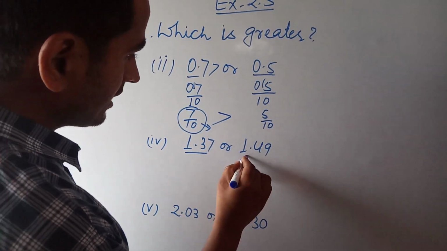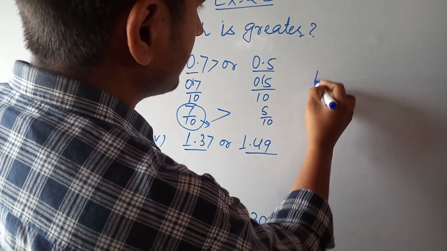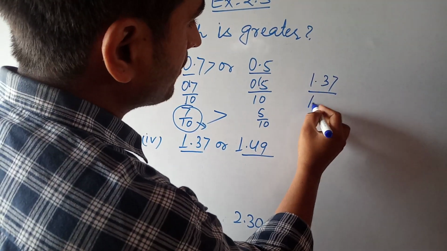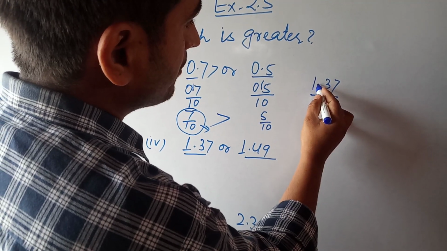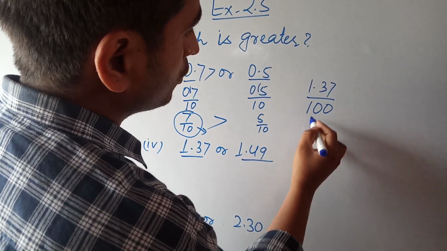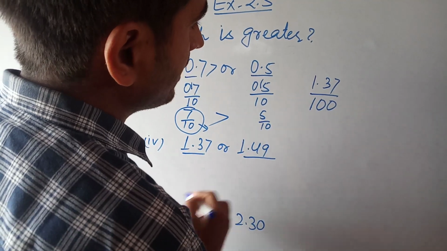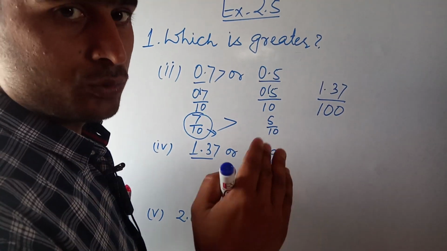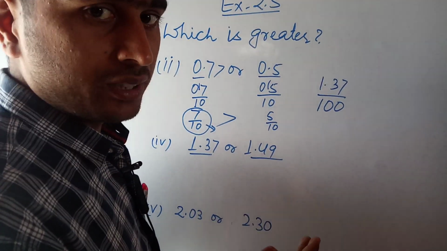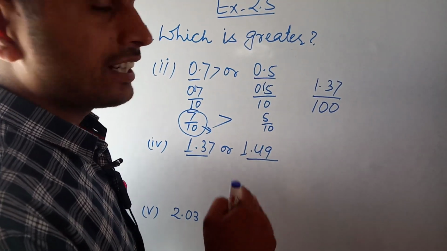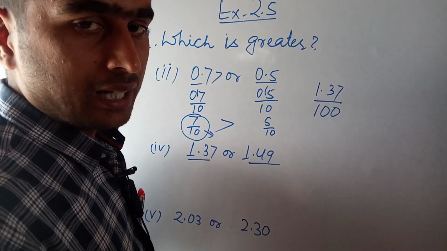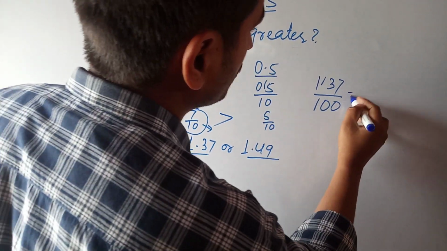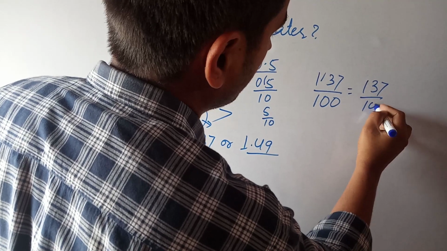Now coming to 1.37 and 1.49. This 1.37, we will convert this decimal into a fraction. After the decimal there are two digits, 3 and 7. So after 1 we will put two zeros. Remember one thing: if after the decimal there are four digits, then we put four zeros after 1. If after the decimal there are three digits, then we put three zeros after 1. Now this decimal is removed, so it is left 137 by 100.